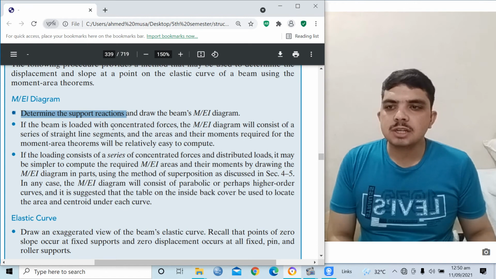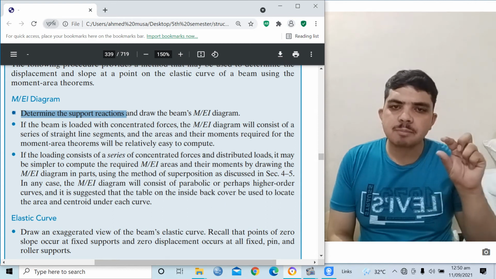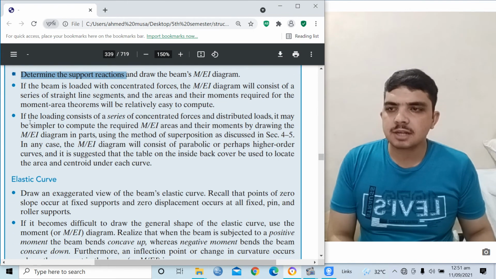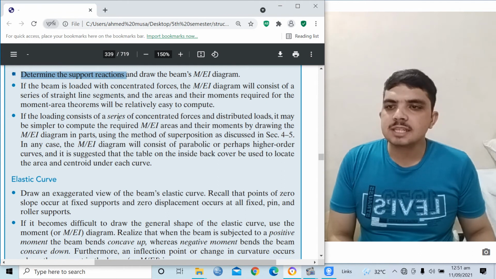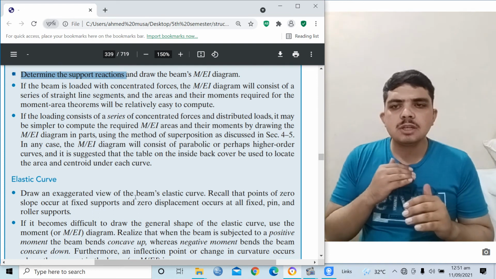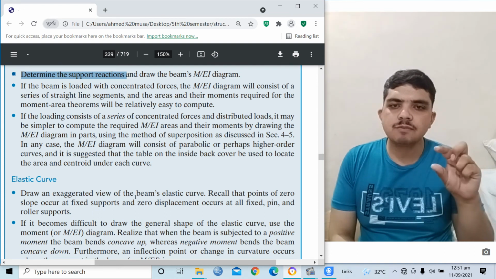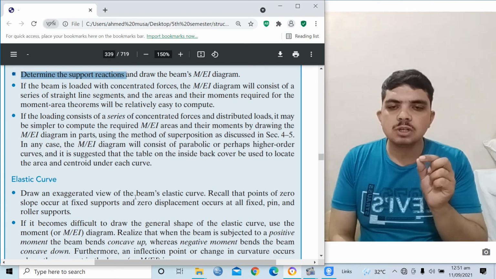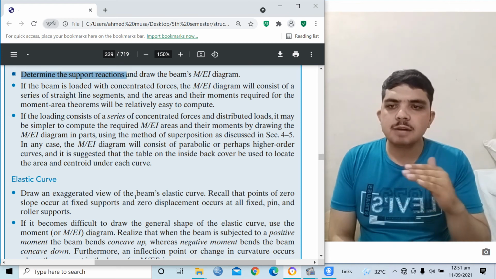If the beam is loaded with concentrated forces, the M by EI diagram will consist of a series of straight segments and areas. Their moments required for the moment area theorem will be relatively easy to compute. So we will find every type of moment, and a little explanation will be given in the moment diagram. If the loading consists of a series of concentrated forces and distributed load, for example a UDL, it shall be converted into a point load, and then we will draw the shear force diagram and moment diagram.